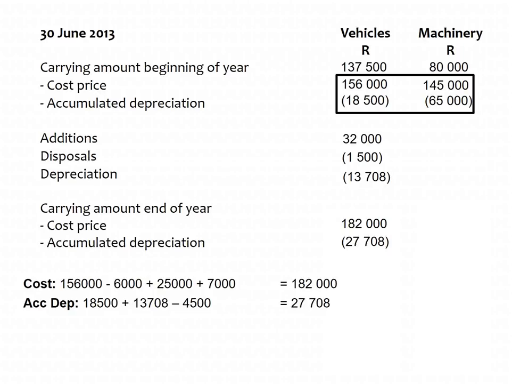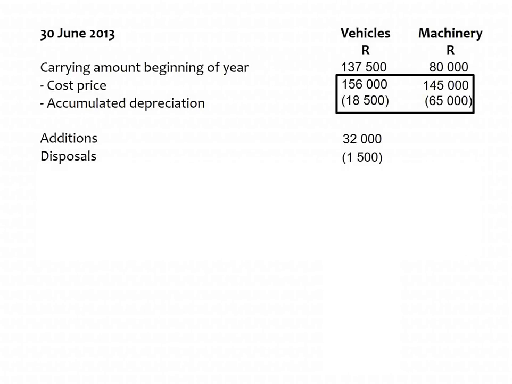The accumulated depreciation at the beginning of the year was 18,500 plus the depreciation for the year, and again less the accumulated depreciation of the disposed assets, in this case the accumulated depreciation of the tires disposed, which was 4,500. Now that we've completed the vehicles column, let's look at the machinery column.